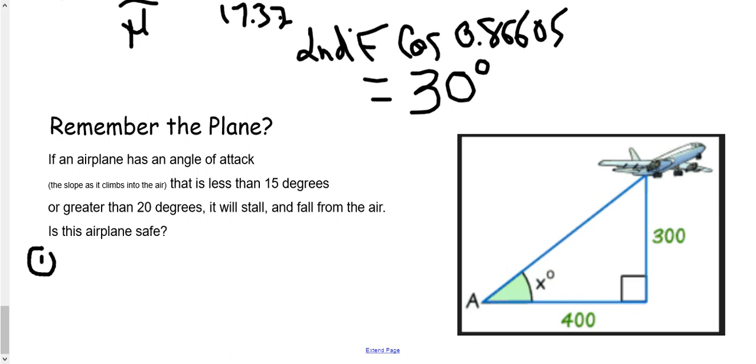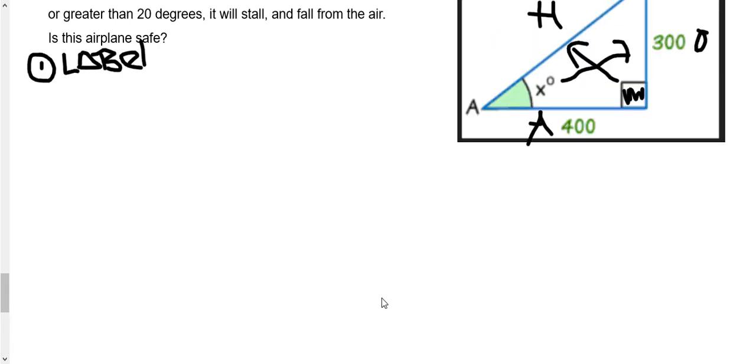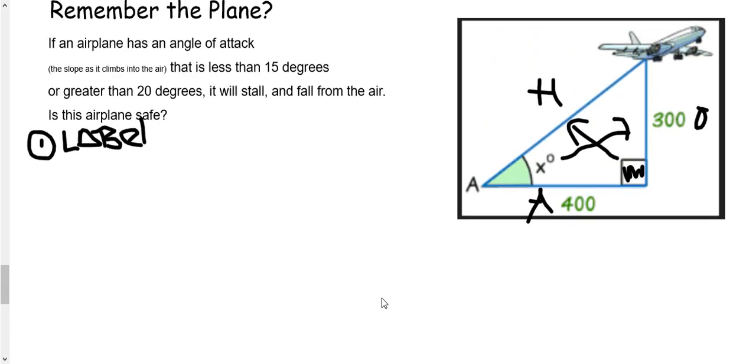Yes, number one, we're going to label. So from theta, this one is opposite. Here's my square corner, so this has to be hypotenuse. So the last one has to be adjacent. It just has to be. Okay, now, what are we going to do? We're going to choose our trig ratio.